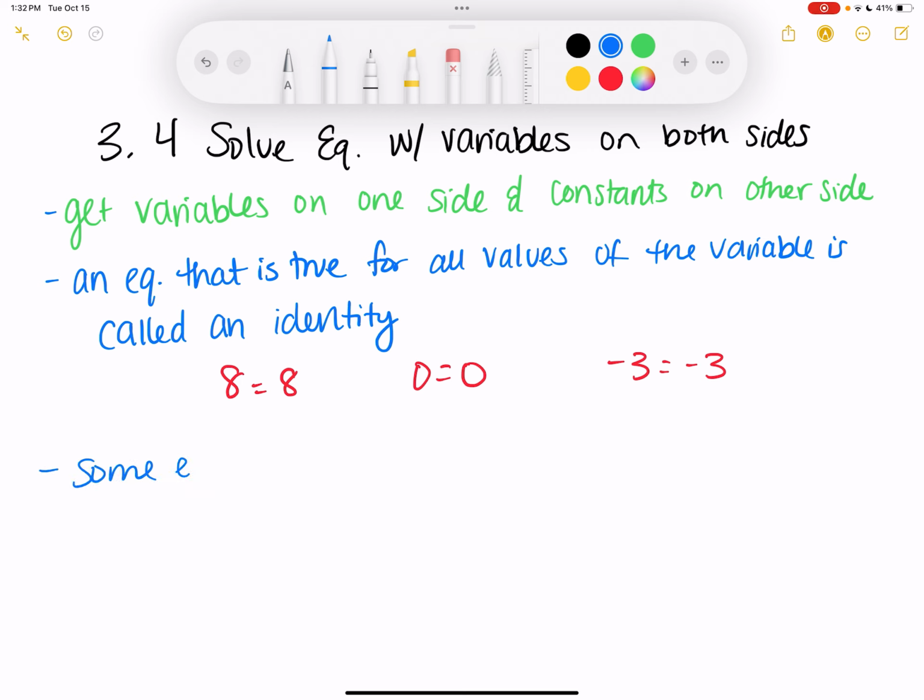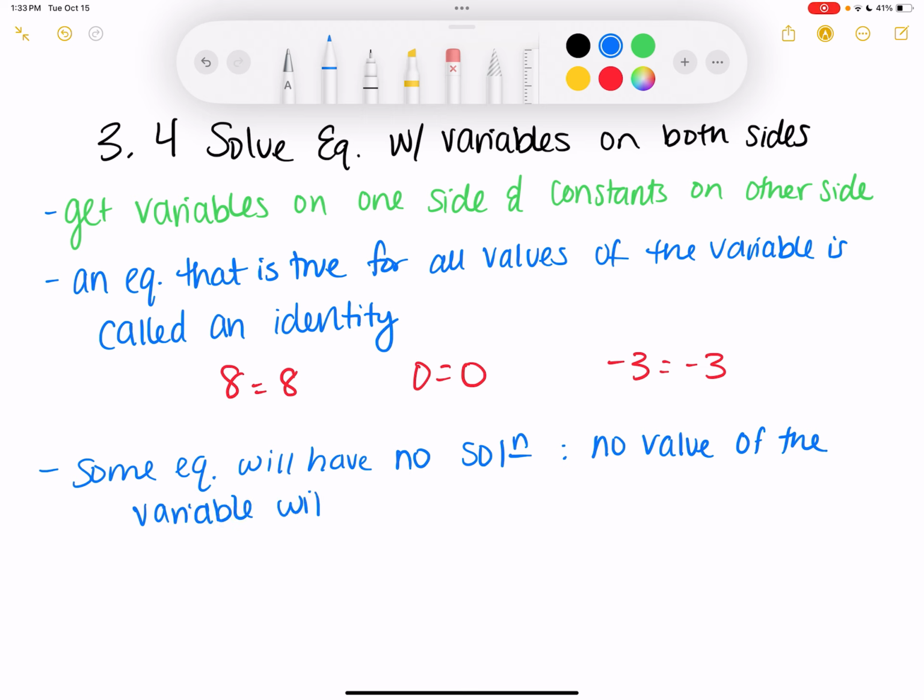Some equations will have no solution, meaning no value of the variable will make it true. That would be something like -3 equals 7, or 0 equals 8, something like that would be no solution.